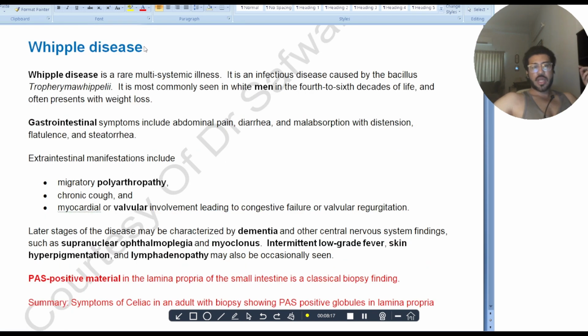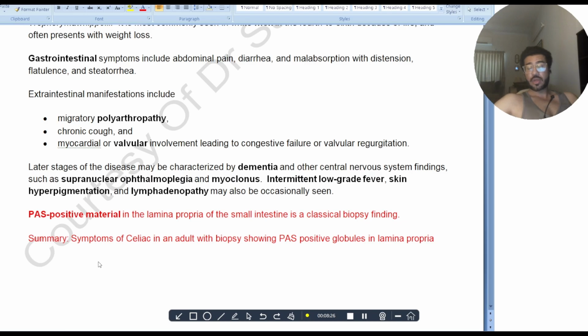So we have Whipple disease now. The easiest way to help you get the diagnosis of Whipple disease is the summary I've written. Basically, you'll get an adult who's 30 or 40 years old, and you would feel like this patient has celiac disease. In simple words, symptoms of celiac disease in an adult, because you do not expect celiac disease in an adult. It's usually a hypersensitivity or autoimmune phenomenon that occurs early on in life when the person develops hypersensitivity to gluten. So developing it at the age of 30 or 40 is really unlikely.